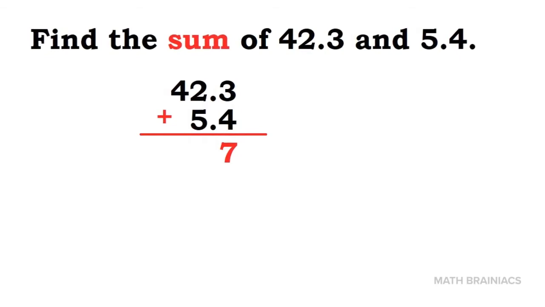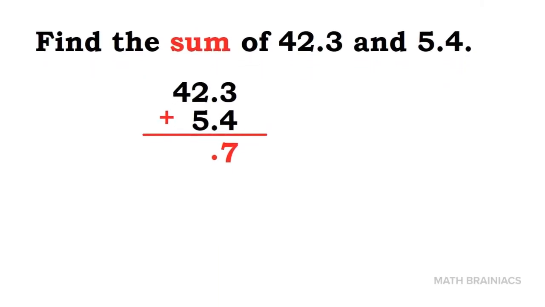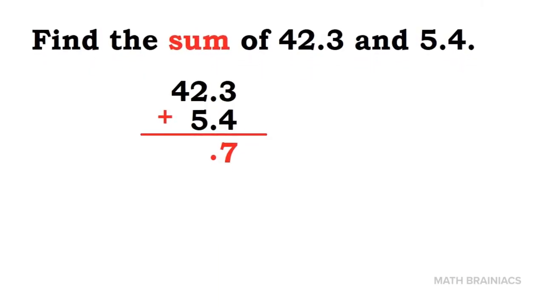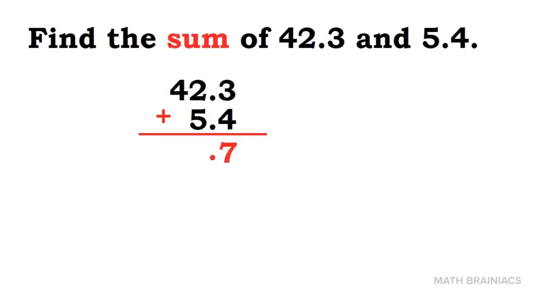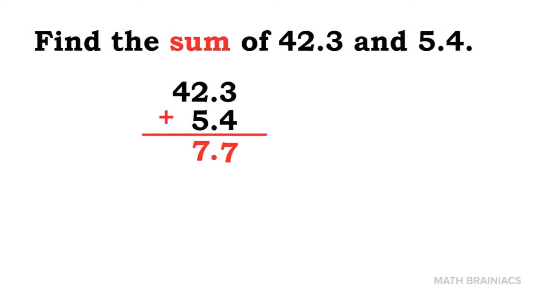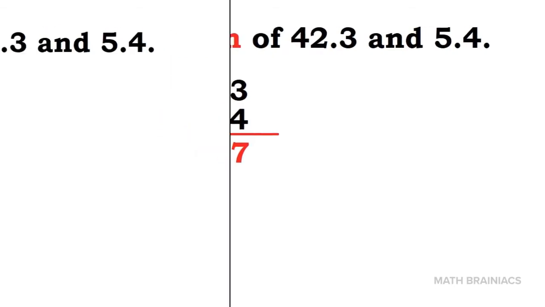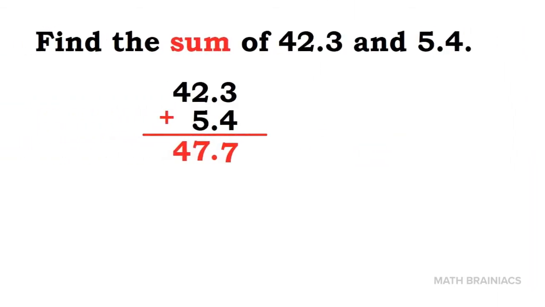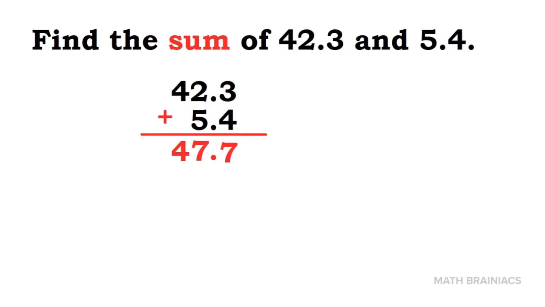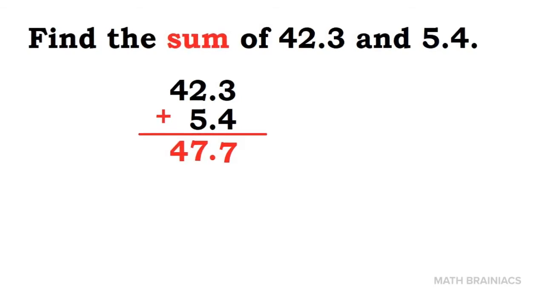Accordingly, 3 plus 4 is equal to 7. We are going to place the decimal point as it was aligned with the addends. Next, we are going to add 2 plus 5, which will give us 7. Since we do not have any addends anymore, we're just going to bring down the 4. Therefore, 42.3 plus 5.4 will give us 47.7.